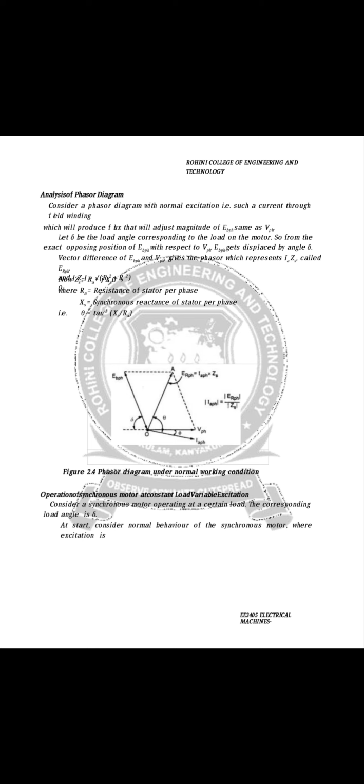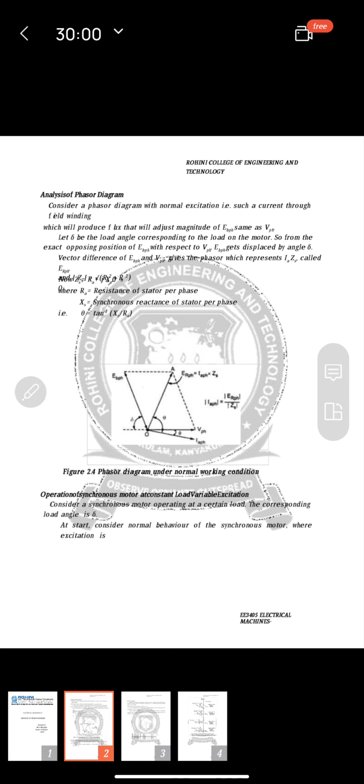Then the nature of the power factor is lagging, if I phase lags V phase by angle phi. Next, operating a synchronous motor at constant load with variable excitation. At the start, consider the normal behavior of the synchronous motor where excitation is adjusted to make EB equal to V. The induced EMF is equal to the applied voltage. Such excitation is called normal excitation of the motor.